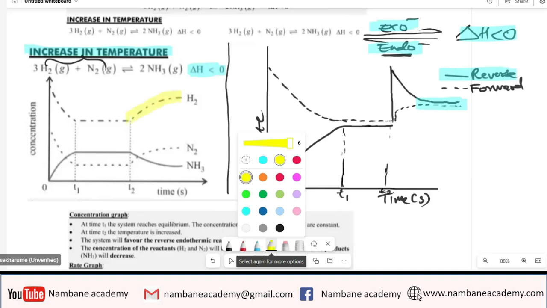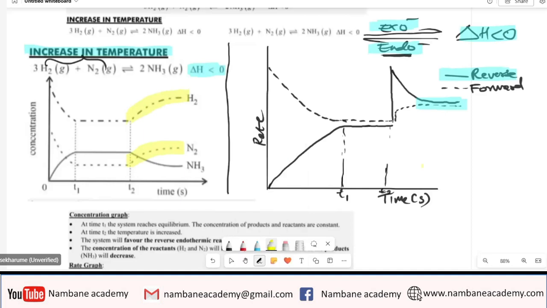So there's an increase for H2 in the concentration versus time graph. Because I'm favoring the reverse, what will the ammonia be? It must be a decrease. Ammonia is going to decrease, so this one is going to decrease. I'm sorry, I forgot to mention the concentration versus time graph.